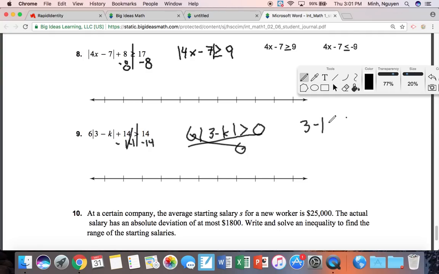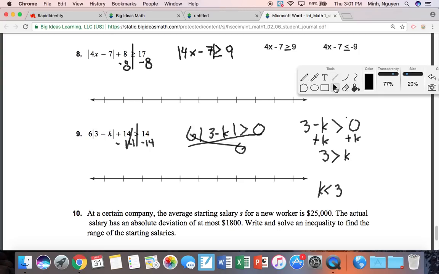Three minus k greater than 0. If you work this out, I could just add k to both sides. Nothing plus k is k. So 3 must be greater than k. There is no negative form, is there? Let's see. Negative 0, it's just going to be the same thing as positive 0, right? So again, we got 3 is greater than k, or that's another way of saying k is less than 3.